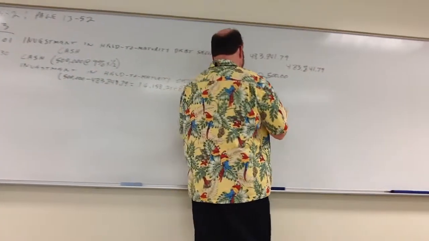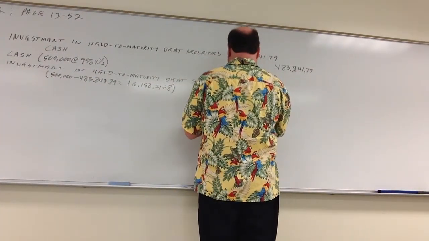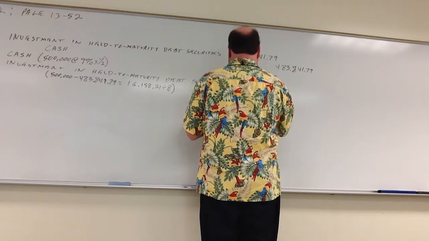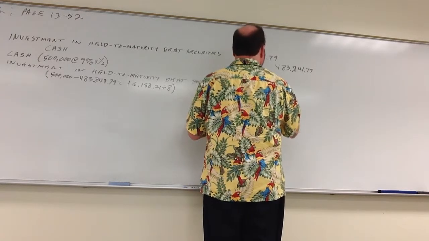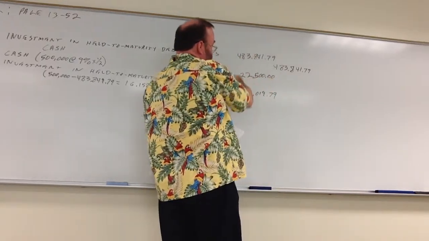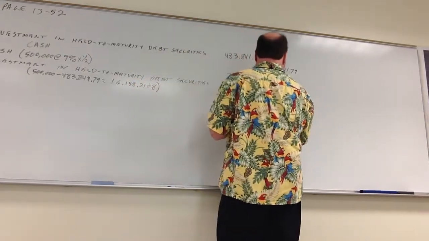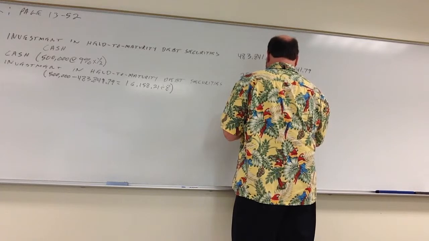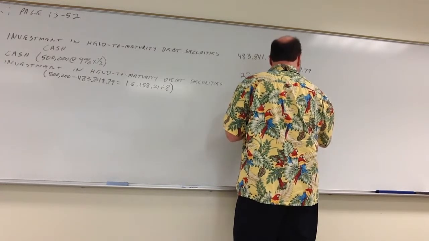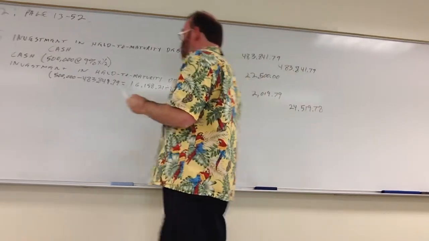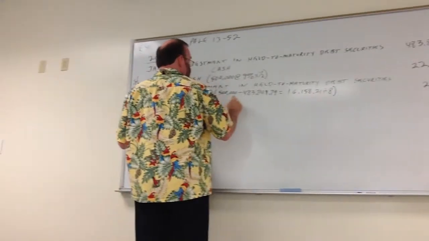And that is going to be $2,019.79. So add those to the cash interest plus the amortization of the discount, and we get $24,519.78 as our interest income.